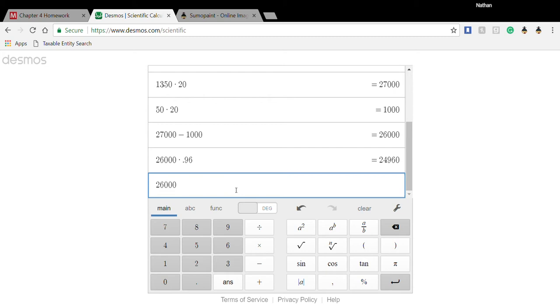26,100 minus 24,960 shows me I have an actual merchandise inventory that has to go down to balance to 1040.